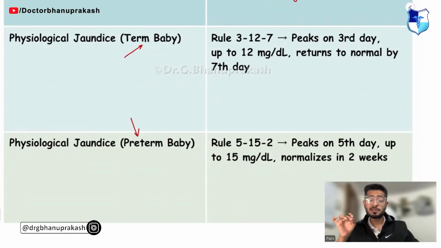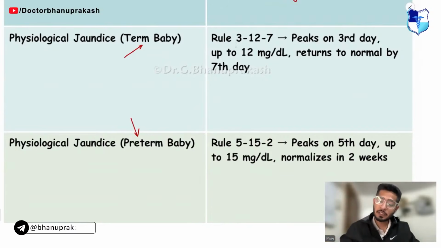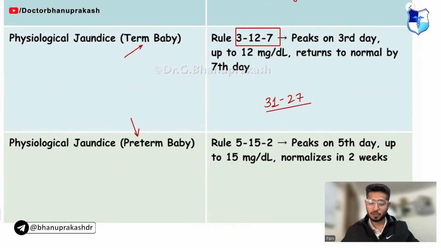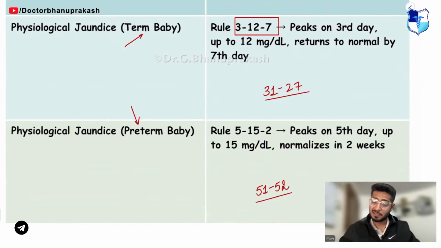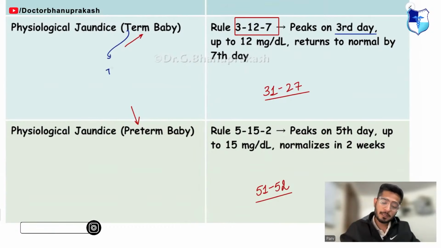Please understand, dear students, that in term babies the rule is 3 12 7, or you can remember 31 27. This is the physiological jaundice rule. And what is the rule in preterm babies? 51 52. So what does this mean? 31 27 means that in physiological jaundice occurring in term babies, it is going to peak on the third day. One more mnemonic: T for term baby, T for third day. So bilirubin is going to peak on the third day.